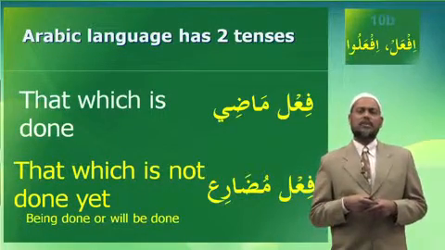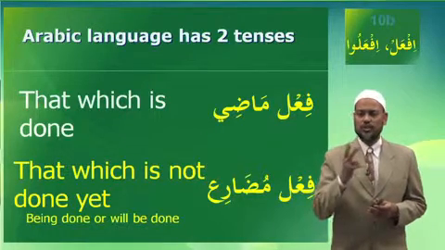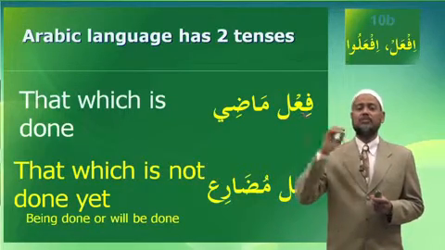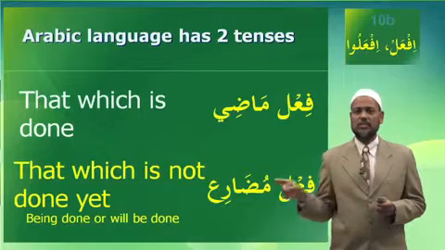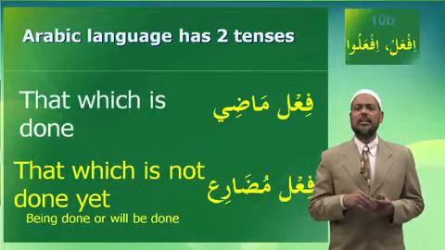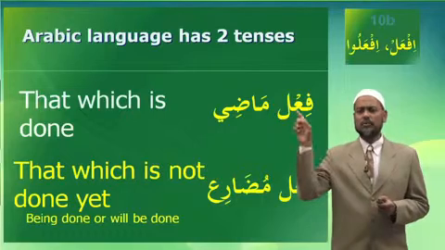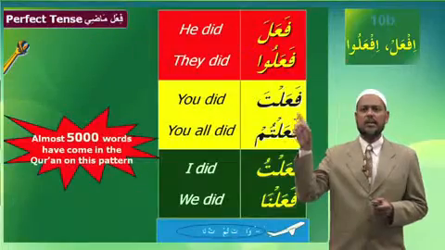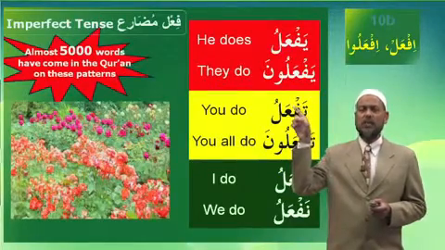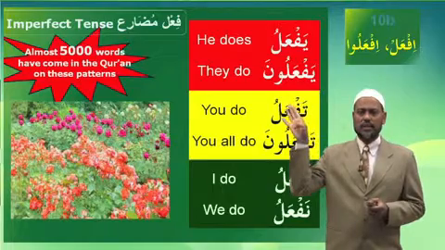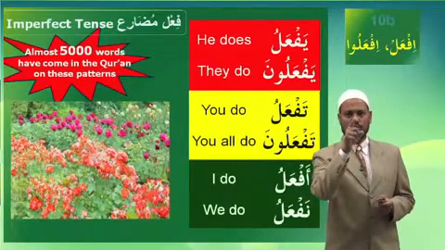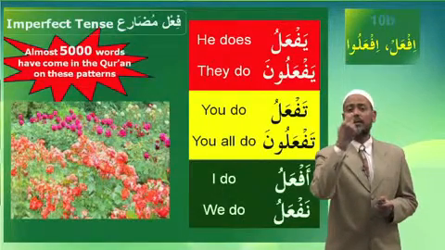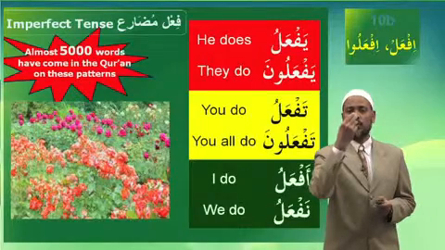We have also learned that Arabic has two tenses. One is fi'l madi, which is done, and fi'l mudari, which is not done yet. Fi'l madi is perfect tense, and fi'l mudari is imperfect tense, that is being done or will be done. That's why yaf'alu is translated as he does or he will do. Yaf'aluna, they do or they will do. Taf'alu, you do or you will do. Taf'aluna, you all do or will do. Af'alu, I do or I will do. Naf'alu, we do or we will do.